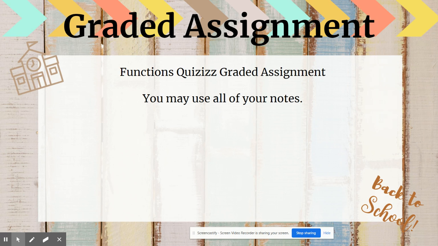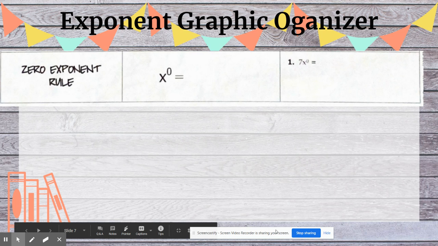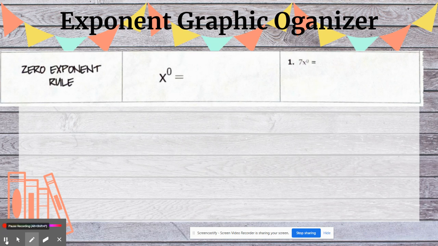All right, so hopefully you completed that graded assignment and you guys are back. What we are doing now, guys, is the exponent graphic organizer. With this exponent graphic organizer, we're going to be going a little bit out of order. So we are actually starting with the 0 exponent rule, which is actually at the bottom.